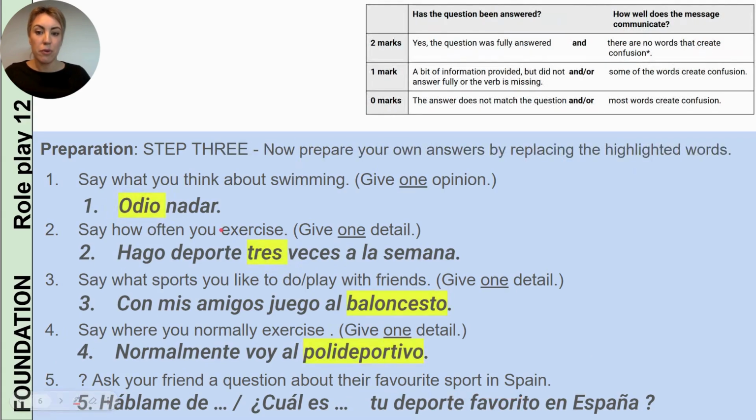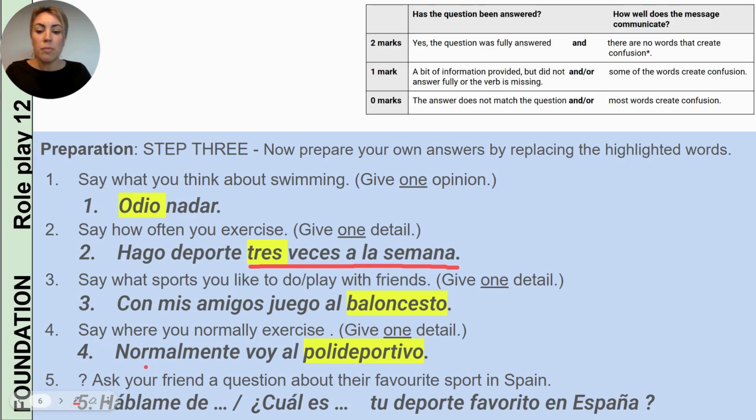Okay, so step 3. Now, you have the chance to prepare your own answers by replacing the highlighted words. So, for example, for number 1, I said, I hate swimming. You can say, I love swimming. For number 2, I do sports 3 times a week. Maybe you want to say 5 times a week. So, replace tres by cinco, whatever suits you. You could say every day if it's something you want to say instead of 3 veces a la semana. That is fine. Number 3. Con mis amigos juego al, and then replace baloncesto by all the sports.